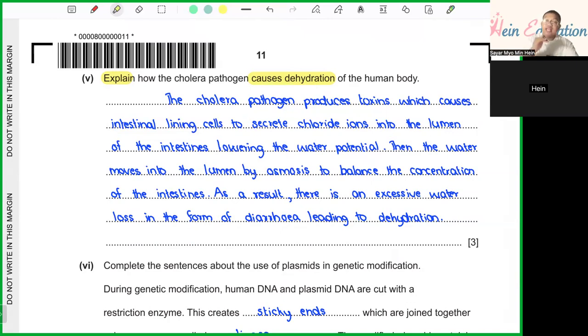So as a result, there will be excessive water loss in the form of diarrhea as well as dehydration, right? Because a lot of water will be lost in the form of watery feces, and also water will enter the lumen to balance the concentration. So that will lead to the dehydration. So this is for question number 5.